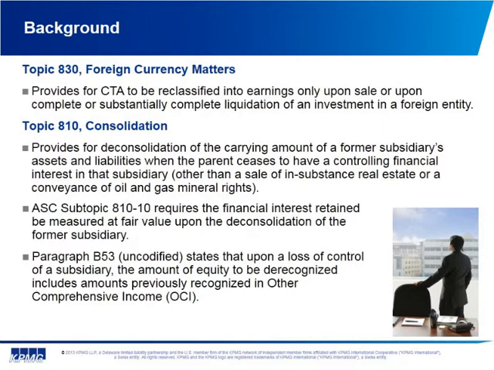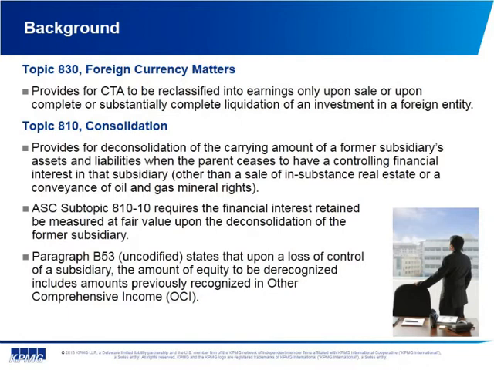ASC Topic 810 does not specifically address foreign operations or the proper treatment for cumulative translation adjustments, but Topic 810 does address the accounting for decreases in financial interest of a subsidiary and a group of assets that are not-for-profit activities or businesses. Topic 810 requires the carrying amount of a subsidiary be deconsolidated or a group of assets be derecognized upon loss of controlling financial interest.